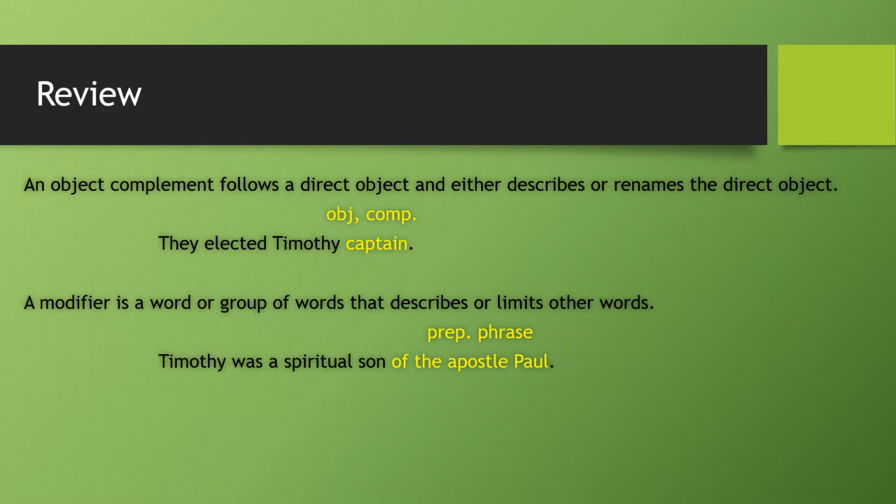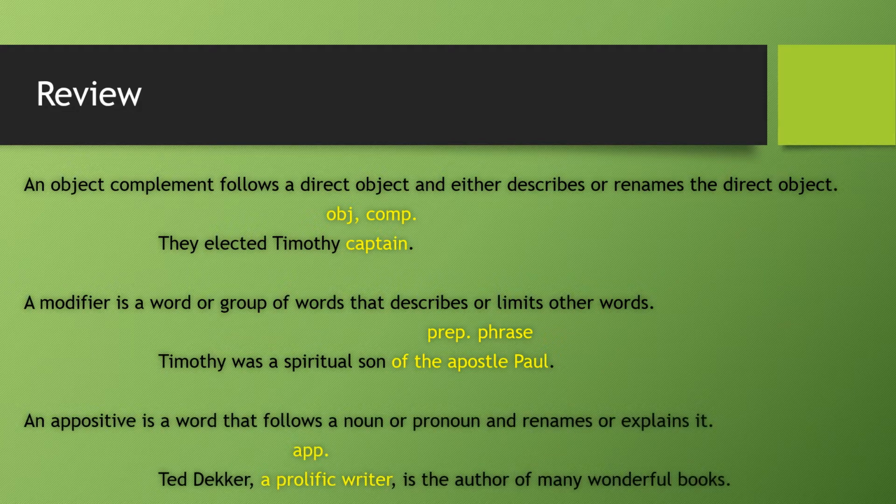A modifier is a word or a group of words that describes or limits other words. Timothy was a spiritual son of the Apostle Paul. Of the Apostle Paul is a prepositional phrase, and it is modifying the word son, describing the word son in this sentence. And an appositive is a word that follows a noun or a pronoun and renames or explains it. Ted Dekker, a prolific writer, is the author of many wonderful books. A prolific writer is actually the complete appositive.